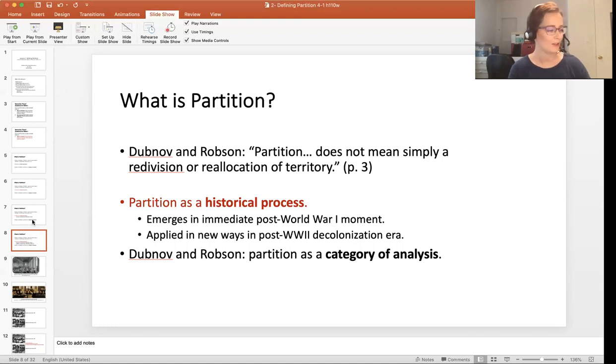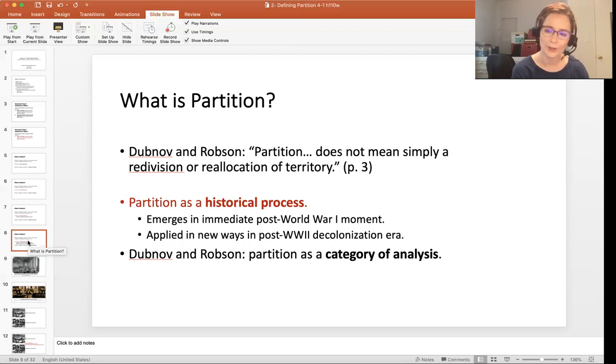It's something that was very much attached to the political ideas of Wilsonianism and the early partitions. These partitions that emerged in the immediate post-World War I moment in our class are the case of Ireland in 1920, 1921, and then the second case of Greece and Turkey in the years 1923 and 1924.